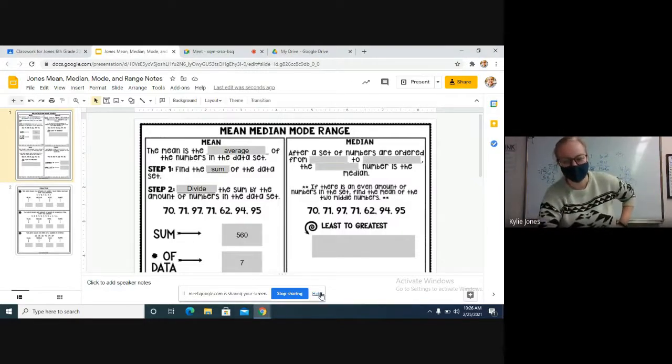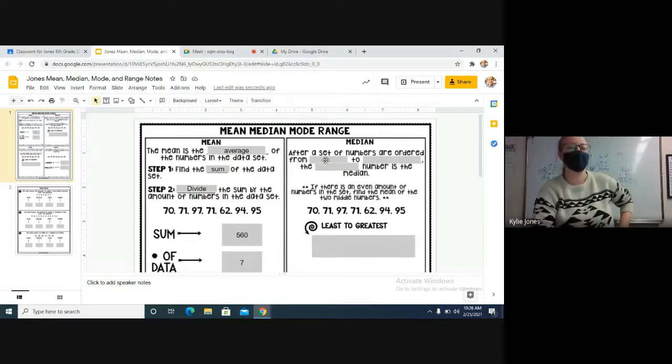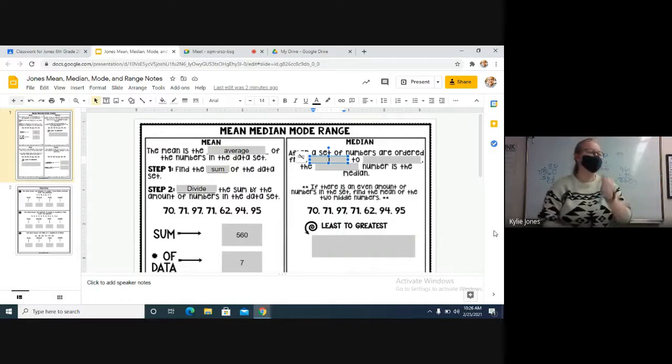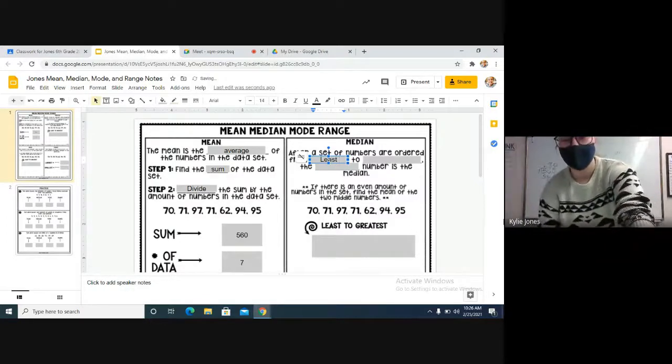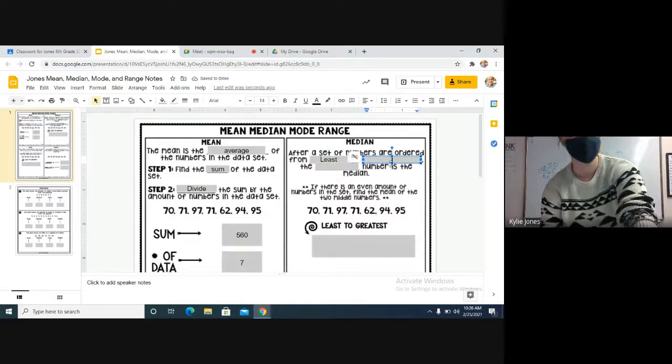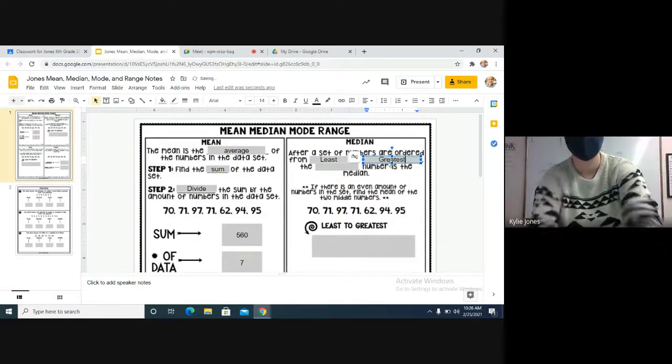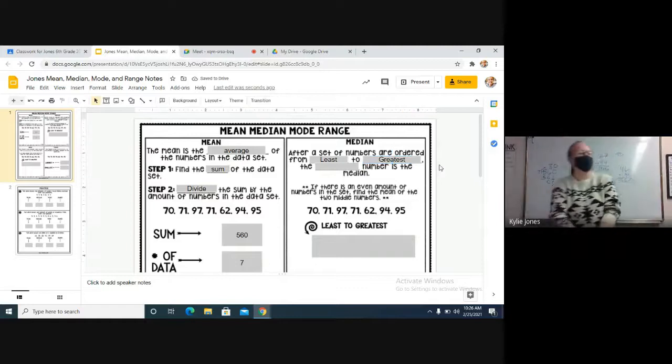It says that after a set of numbers are ordered from blank to blank, we need to put the correct words in these blanks. What do you guys think? If you look down a little bit, it gives you a hint. Least to greatest? Awesome. Least to greatest. So what you're going to do is take your set of numbers and put them in order from least to greatest. Okay. That's the first step for these, least to greatest.